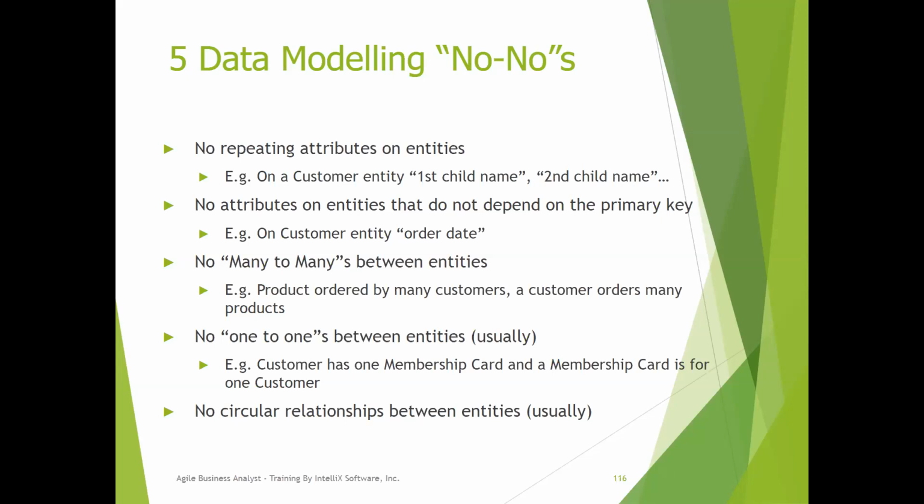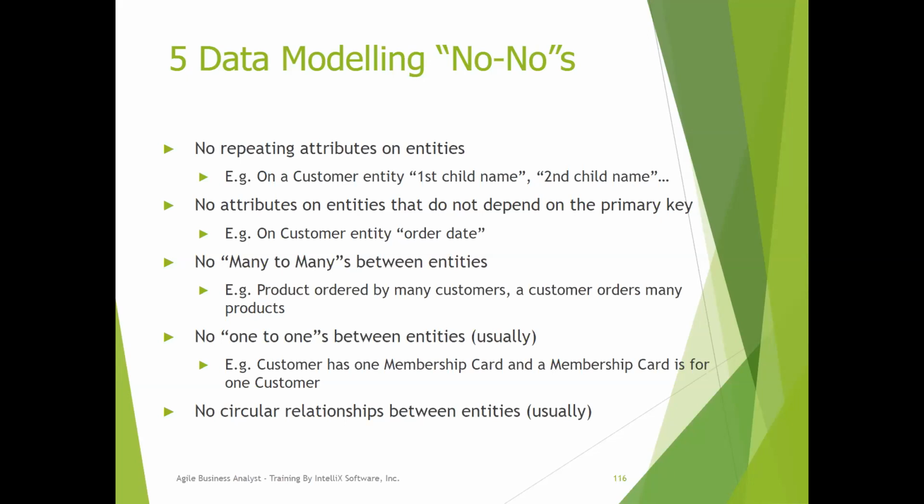Same thing with the phone numbers, right? You can't keep repeating attributes where they have a primary number, a secondary number, a work number, a home number, a cell phone number. You cannot keep repeating those. So you define the relationship: a customer may have 1 or more children, or a customer may have 1 or more phone numbers. Okay.